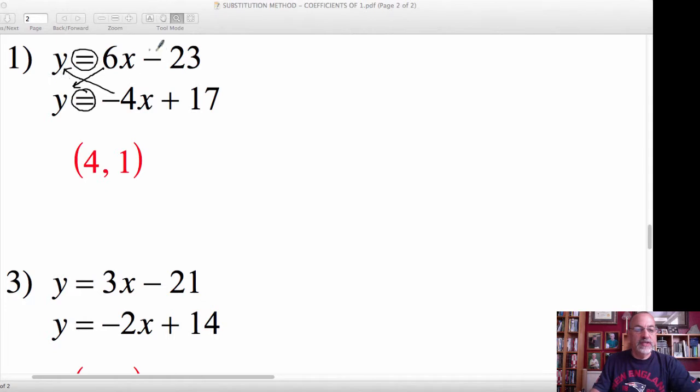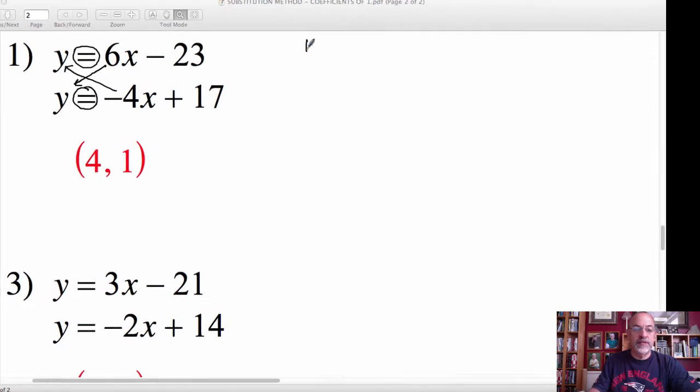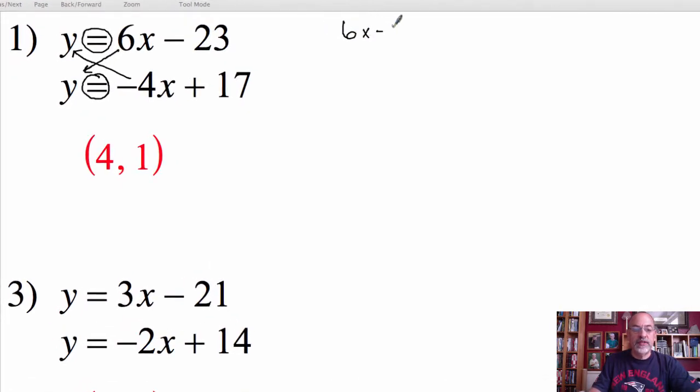So I'm going to go ahead and take this first expression of 6x minus 23 and substitute it in for this y in the second equation. So that's going to give me 6x minus 23 that I substituted in for this y, and then equals this rest of this, negative 4x plus 17. And again, you'll notice by substituting in this expression that has an x in it, in the place of the y, I now have an equation that has just the letter x in it, which will allow me to solve or determine the value of x.